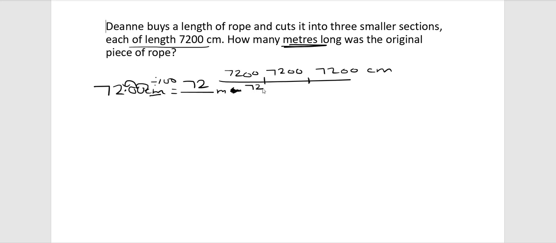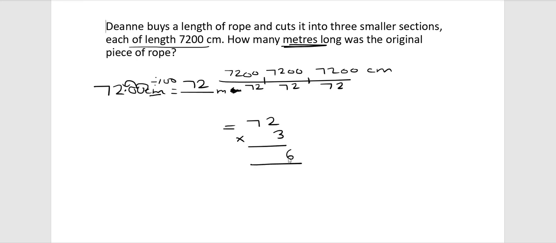So I've got 72 meters plus 72 meters plus 72 meters. So I'm not working with centimeters now. I've changed it to meters. It's still the same length. So now, to work out the original piece of rope, the length, add them all up. Add up those 3 sections. So what is 72 plus 72 plus 72? Or we can go, what is 72 times 3?